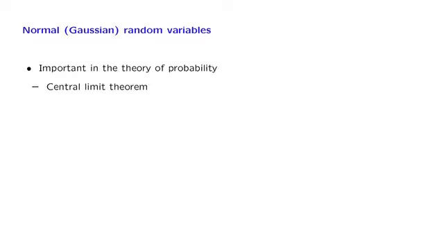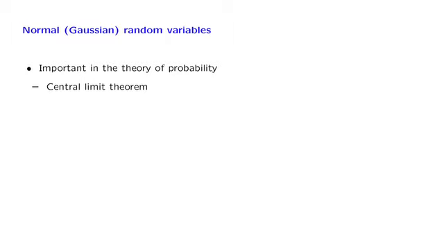We now introduce normal random variables, which are also often called Gaussian random variables. Normal random variables are perhaps the most important ones in probability theory. They play a key role in the theory of the subject, as we will see later in this class in the context of the central limit theorem.